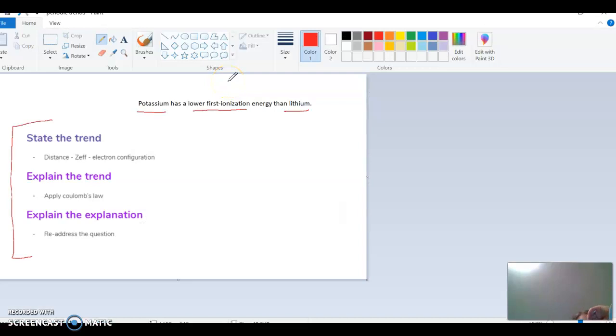Okay, so if I'm going to write about things, the first thing you want to do is see what the difference is and state the reason for it, state the trend. I would say potassium, this one is the bigger one. This is your K, and lithium is Li. This is smaller. I would hit about distance. I would say potassium is a larger atom than lithium. Boom, that's sentence 1.